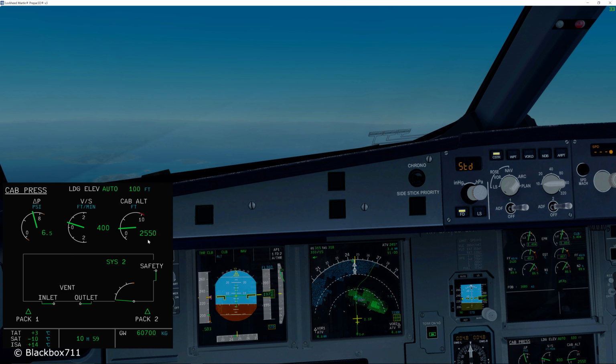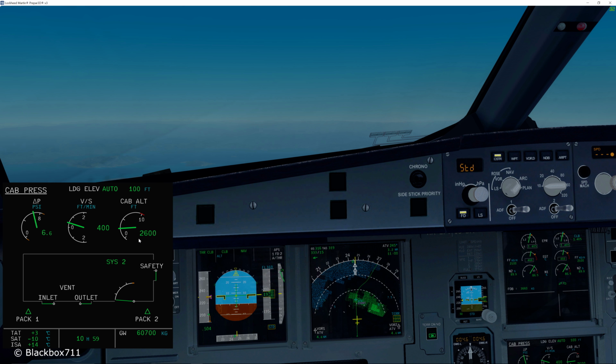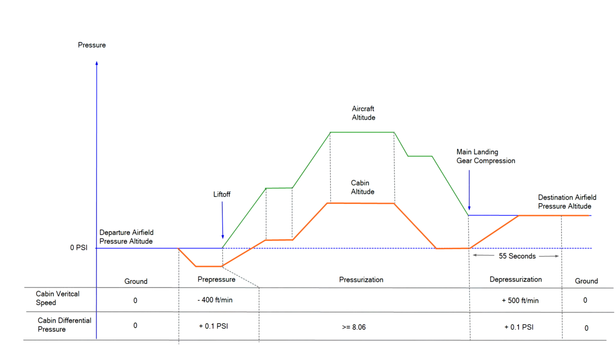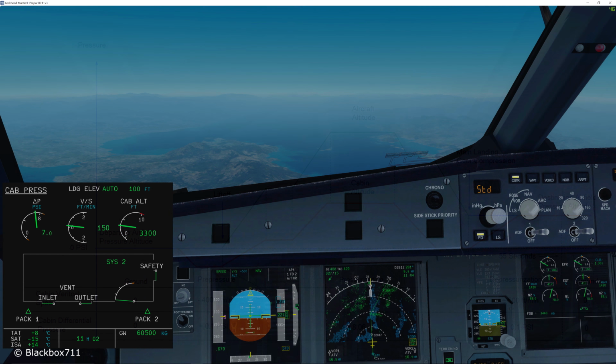At the moment we're passing 20,000 feet, you can see the differential pressure is at 6.6 psi and the cabin altitude only at 2,600 feet, which means it's still very comfortable for the passengers on board regarding the pressure of the air. If the aircraft does a level off on the way up to its cruising level, then the cabin altitude will also stop its climb.